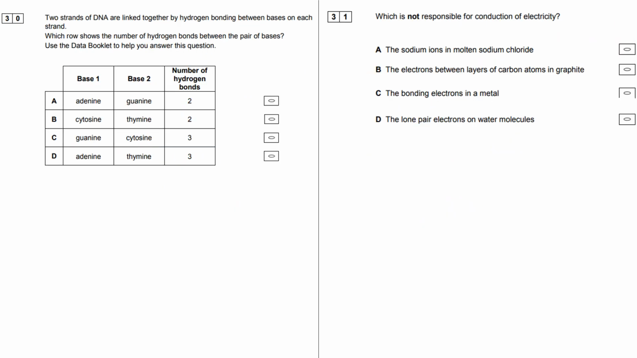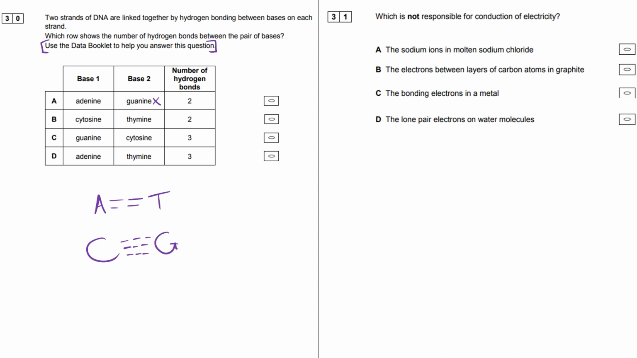Question number 30. Bases of DNA are linked together by hydrogen bonding. Which row shows the number of hydrogen bonds between the pair of bases? Use the data booklet to help you answer this question. Now, many students doing A-level chemistry will also do A-level biology, so you may not need to use the data booklet. You can use the data booklet to work this out, however. But adenine is going to form 2 hydrogen bonds with thymine, and cytosine is going to form 3 hydrogen bonds with guanine. So which one does that match?